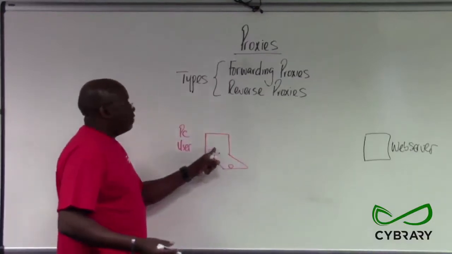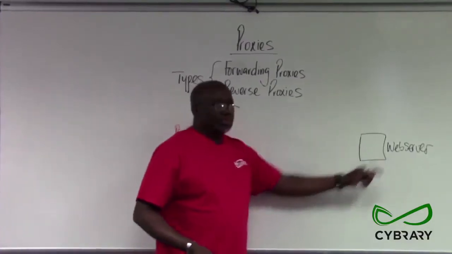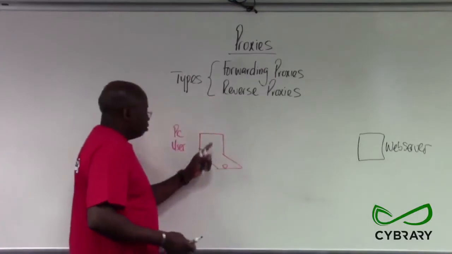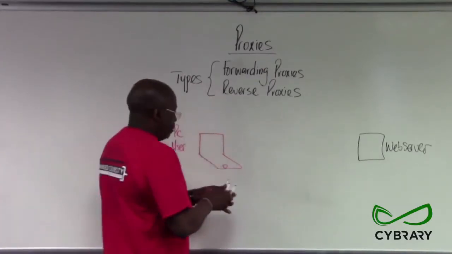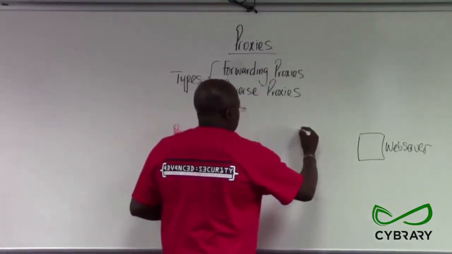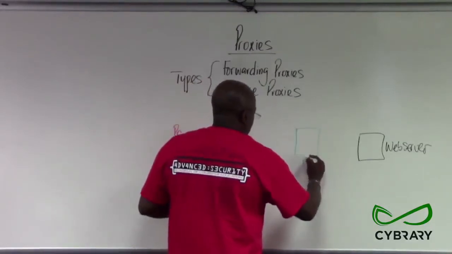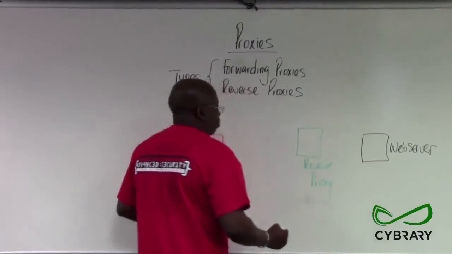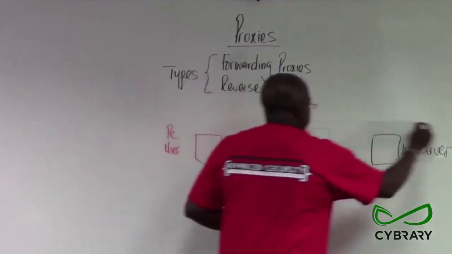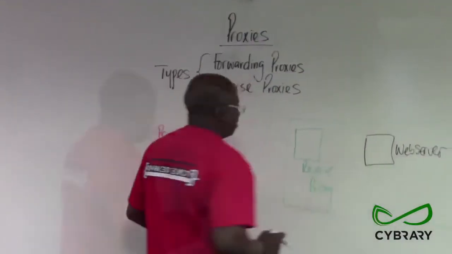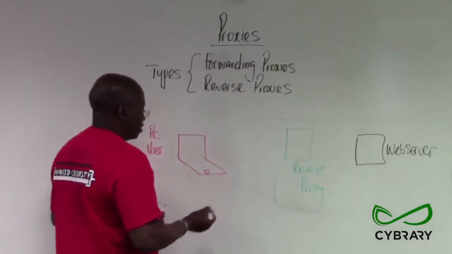The PC user over here is making a request to the web server. But unknowing to the PC user, there could be another device here, which is the proxy. In this case, this proxy is called a reverse proxy. Why? Because this proxy is set up to protect that server. This is what happens when we use a reverse proxy.